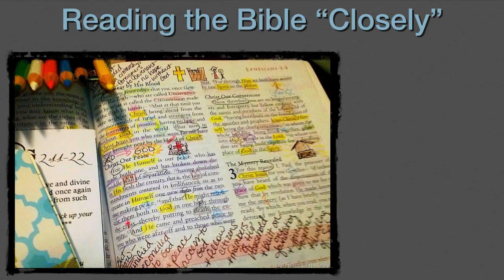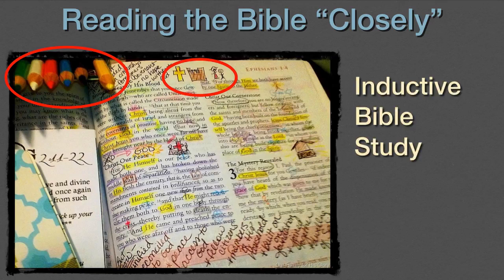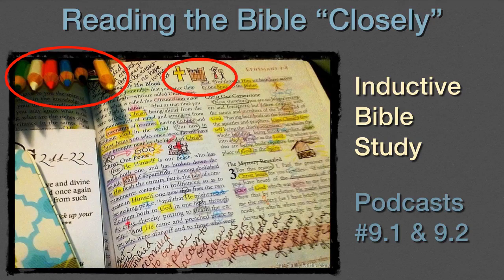Many people find underlining, highlighting, and marking their Bibles with symbols helps them to read it more closely. Colored pens and highlighters help, as do using certain symbols regularly. In fact, several different marking systems have become very popular. As a group, these marking systems are often called Inductive Bible Study. There are 2 different Lighting the Lamp episodes on this technique, podcast 9.1 and 9.2.